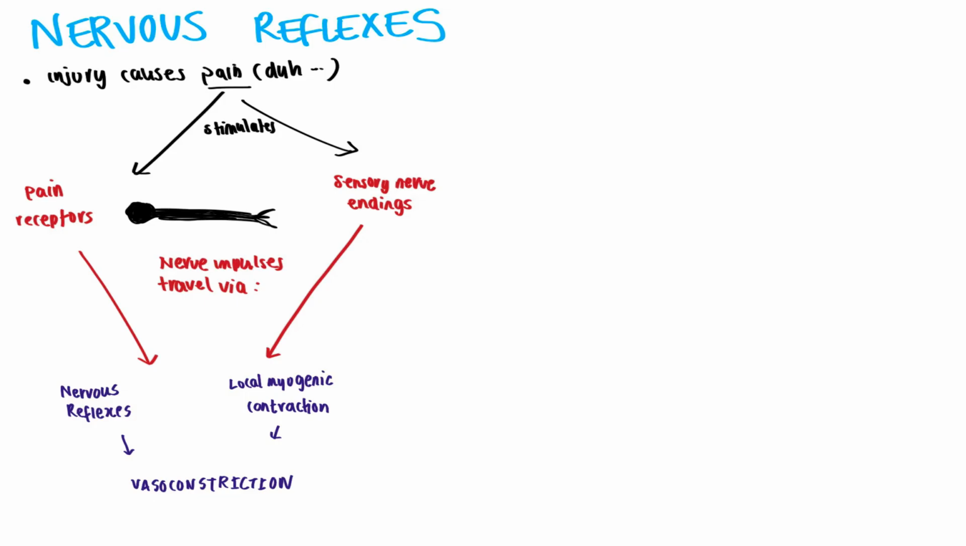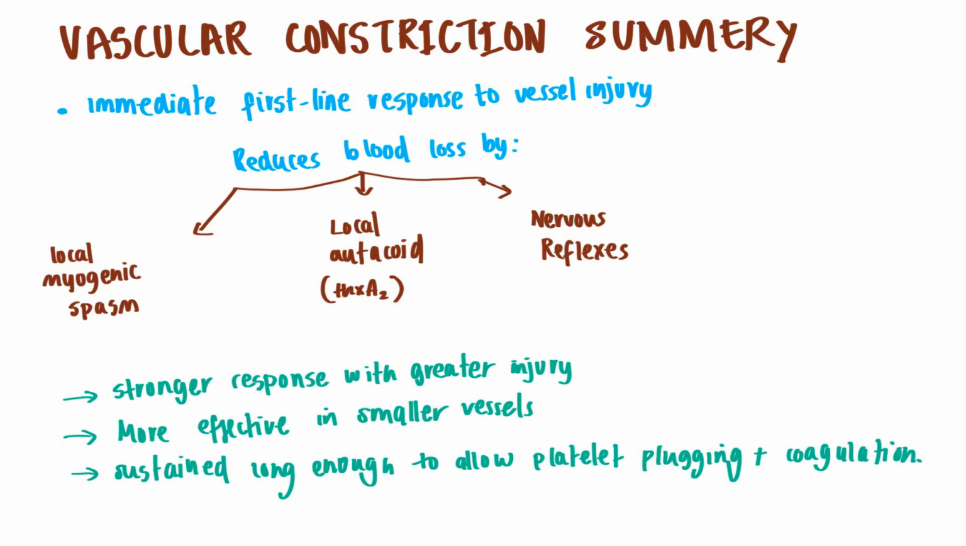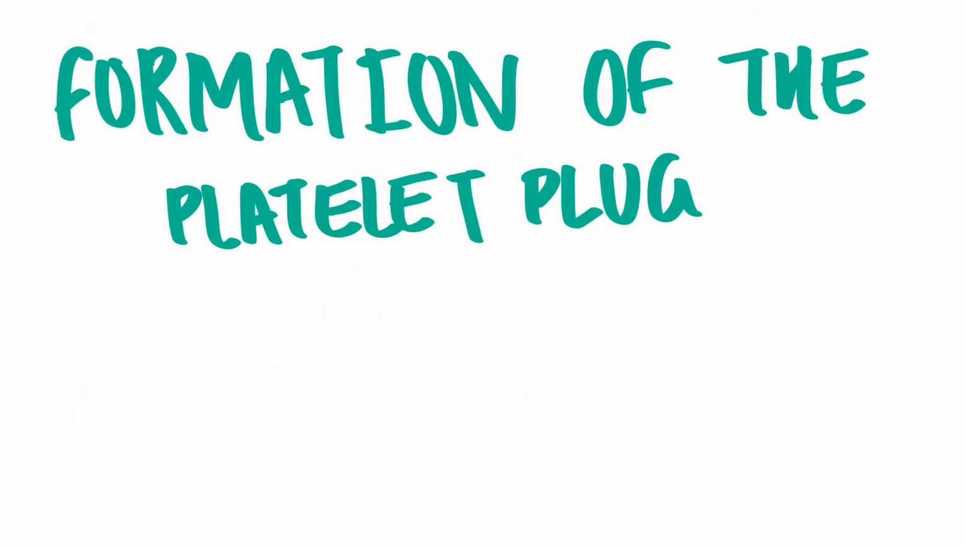So to summarize vascular constriction, it is the immediate first-line response to vessel injury. It reduces blood loss through local myogenic spasm, autocoid release, such as thromboxane A2, and nervous reflexes. The more severe the injury, the stronger the response. These mechanisms are more effective in smaller vessels, and they are sustained long enough to allow platelet plugging and coagulation to take place. Next, we move on to platelet plug formation, which happens after vasoconstriction.